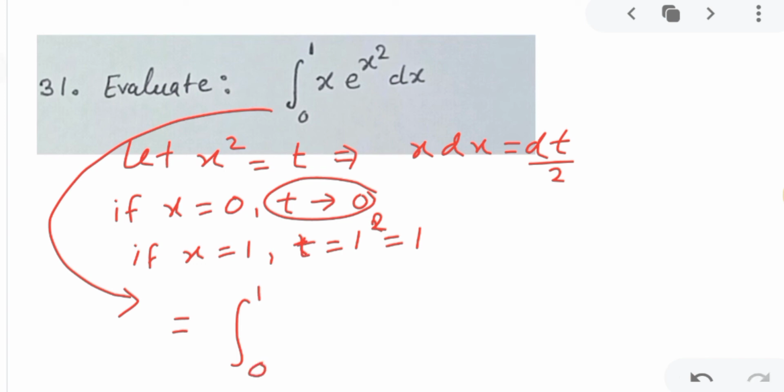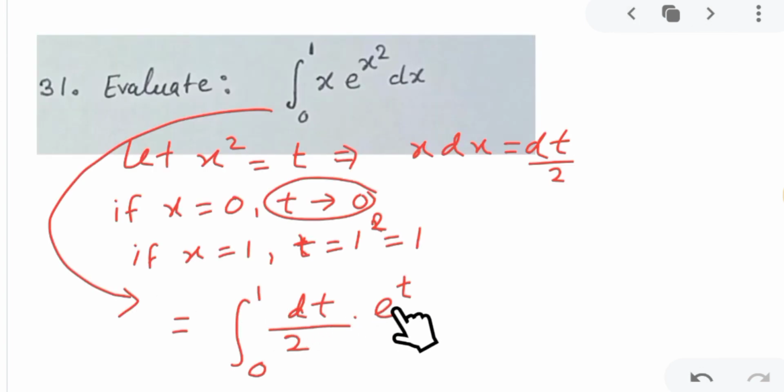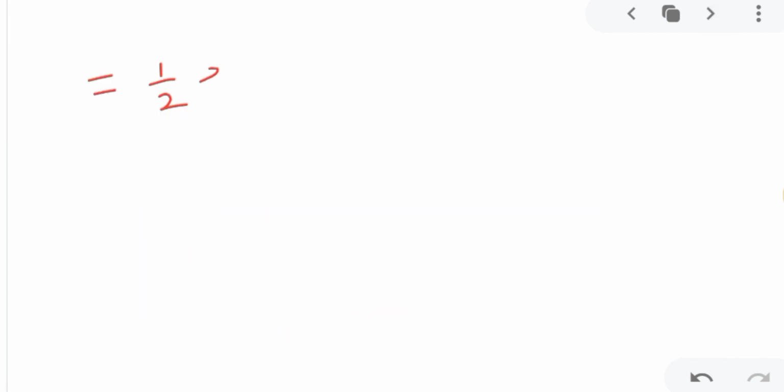Now this x dx will be dt upon 2, and e to the power x square will be e to the power t, correct? Now I will simplify, half will come out, and integration of e to the power t dt will be e to the power t only. And now I will put lower limit as 0, upper limit as 1.